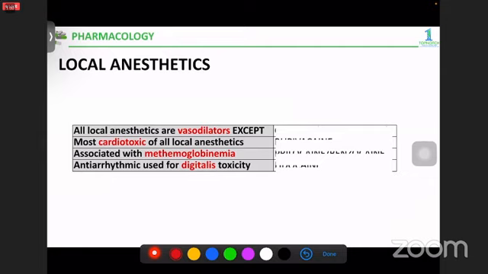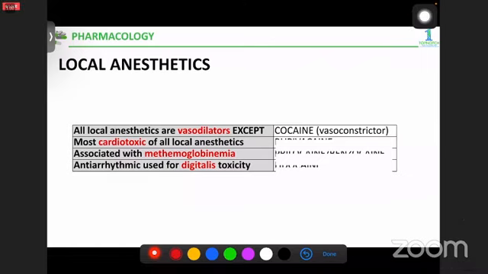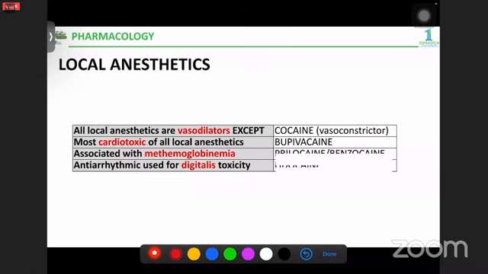So all local anesthetics are vasodilators except your cocaine. The most cardiotoxic of all local anesthetics is your bupivacaine. Associated with methemoglobinemia is your benzocaine or your prilocaine. And the antiarrhythmic used for digitalis toxicity is your lidocaine. So ito, please remember nyo to. Again, this is a summary lecture. This is not all about local anesthetics, but I hope it makes you remember.